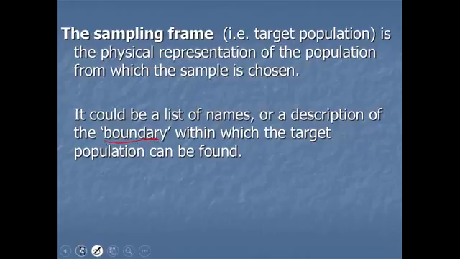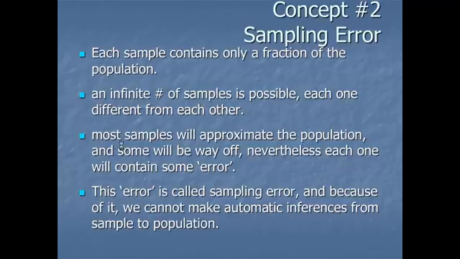So it could be, for example, George Brown. It could be George Brown students. Or it could be George Brown students at the waterfront campus. Right? And every time you change the boundaries, you change the target population. So it could be a list of names, and it could be a description of the boundary, as I just mentioned.